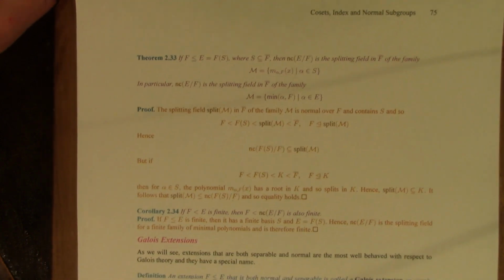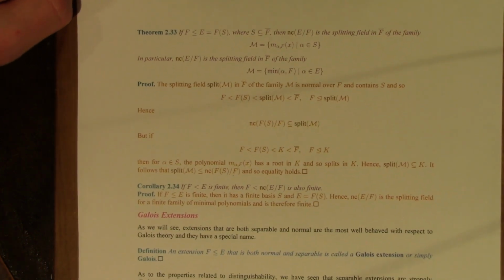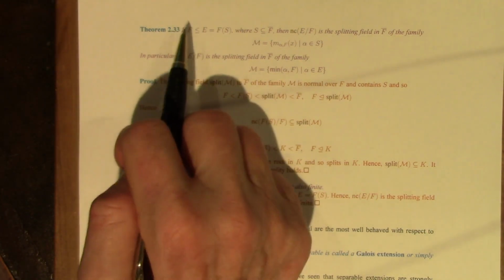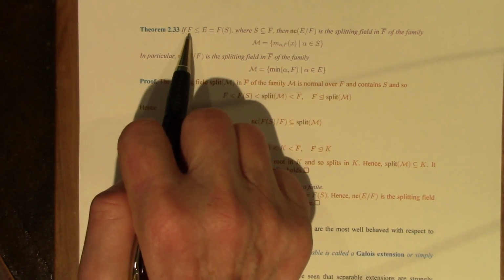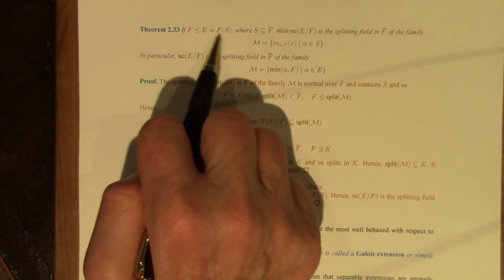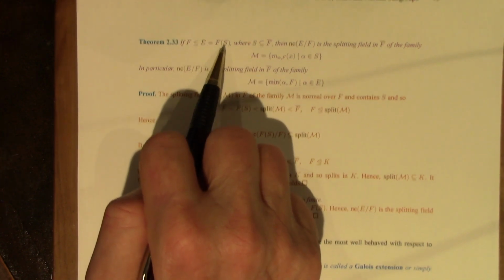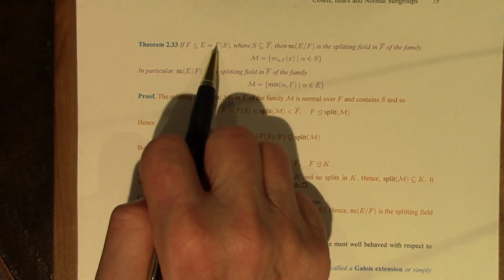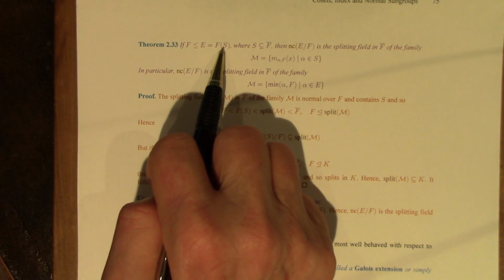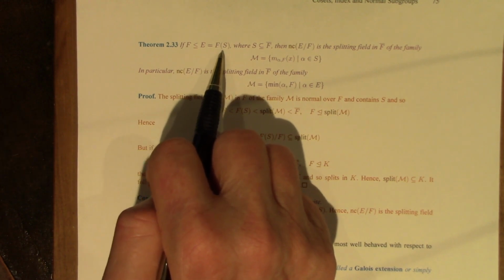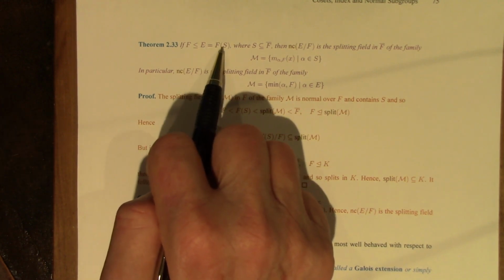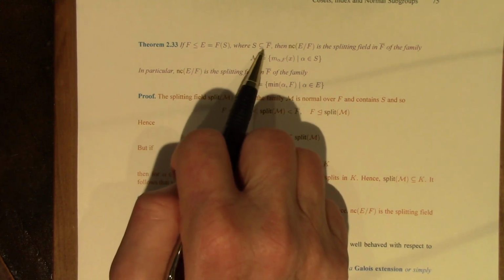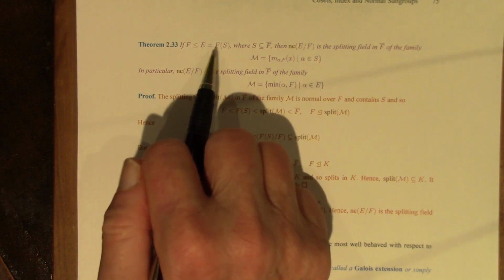A couple of other results related to normal closure. Suppose we have an extension FE, and we write E as F with S adjoined. S is a subset of F bar, so this is an arbitrary algebraic extension. You know, if worse comes to worse, S could be E itself. F with E adjoined is E. Hopefully we can find a smaller subset of F bar that generates E, but it doesn't really matter.